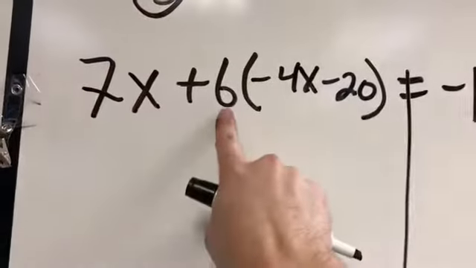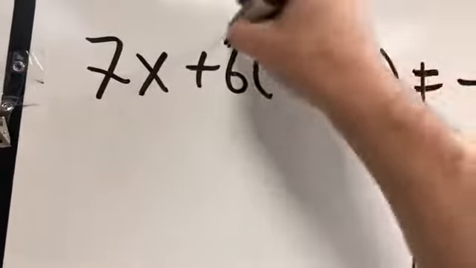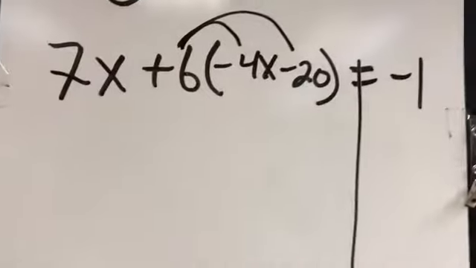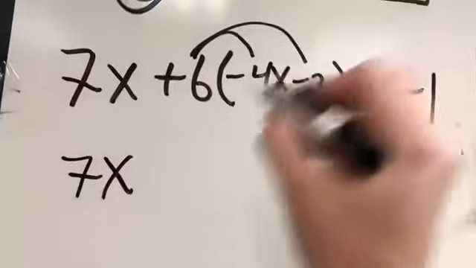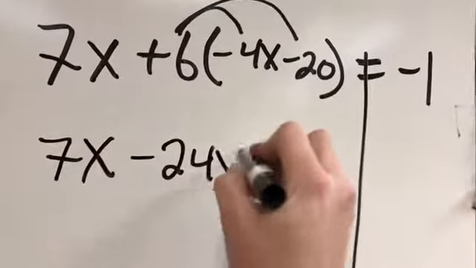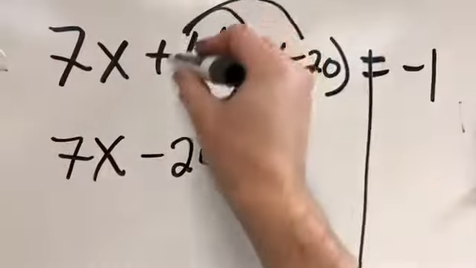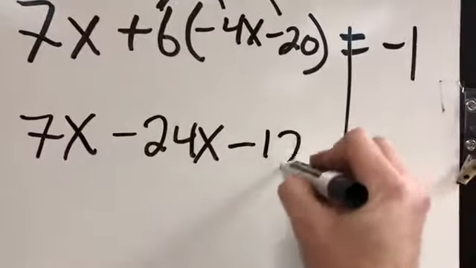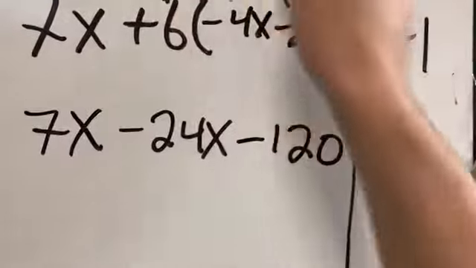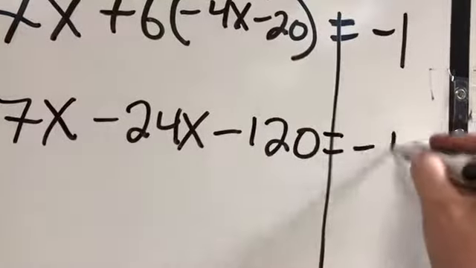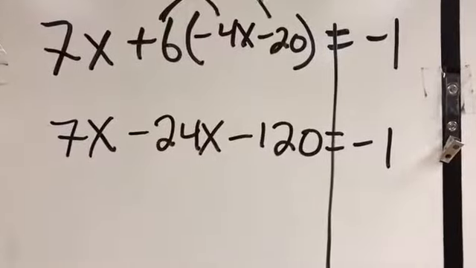And now I can solve this equation. I see I have distribution because there's a number next to the parentheses, and when we do this distribution, we're multiplying. So I'm not touching the 7x. 6 times -4x is -24x. When you're multiplying, if one number is negative, your answer is negative. 6 times -20 will be -120. A positive times a negative is a negative, equals -1.